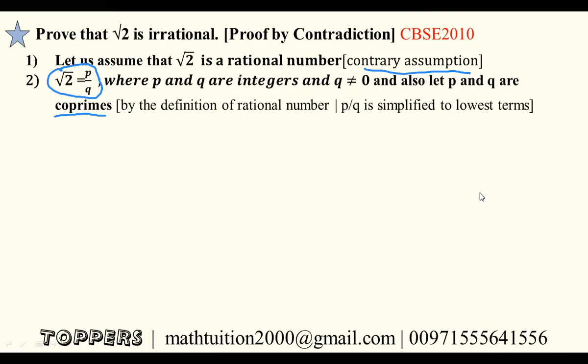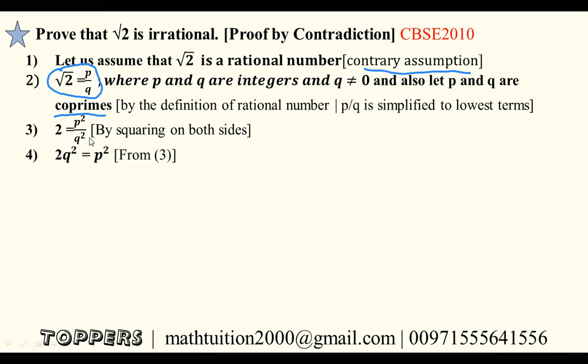Okay, what is the next step we have done? We have taken the next step as 2 equal to p square by q square. How are we getting this? By squaring on both sides. So root 2 square is 2. P and q get squared, p square and q square. Now we will take q square to the LHS, left side. So what will we get next? We will get 2q square equal to p square. From statement 3, we get that 2q square equal to p square. We have just taken this q square to the LHS.